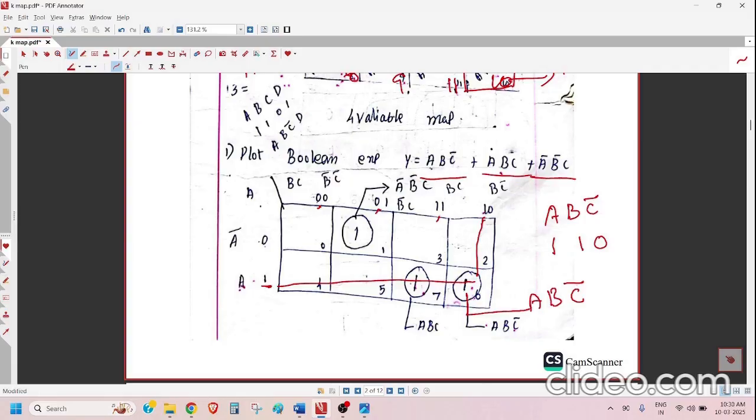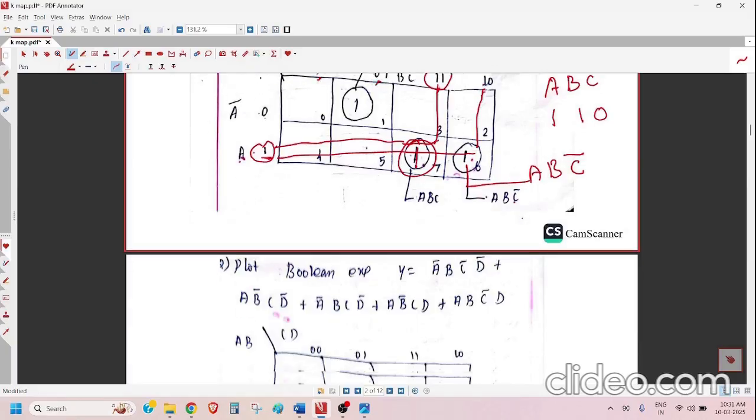Likewise, you have to draw. So what about the second term? A into B into C. So that means 1, 1, 1. So where is it? Actually the A 1 is here, and the BC 11 is here. So the meeting point is here, so you have to draw here. Likewise you have to draw it. Right? So this is what the plot sum.